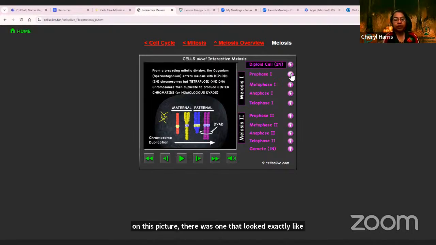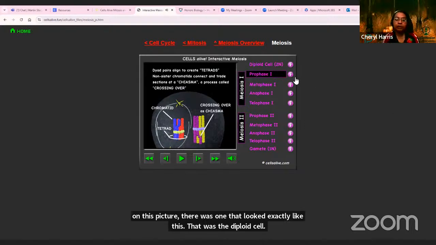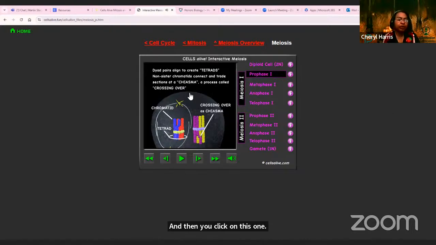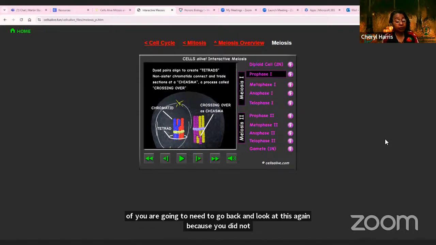And then you click on this one and it would say prophase, but would also have the written information at the top and it tells you exactly what's going on. Again, this picture had all the information in it that was on the worksheet, but you all labeled this badly. Okay, so I'm going to grade what's in there, but like I said, most of you are going to need to go back and look at this again because you did not label this page well at all.